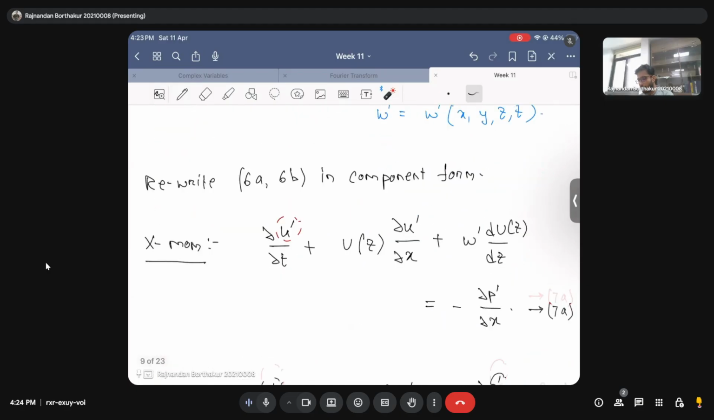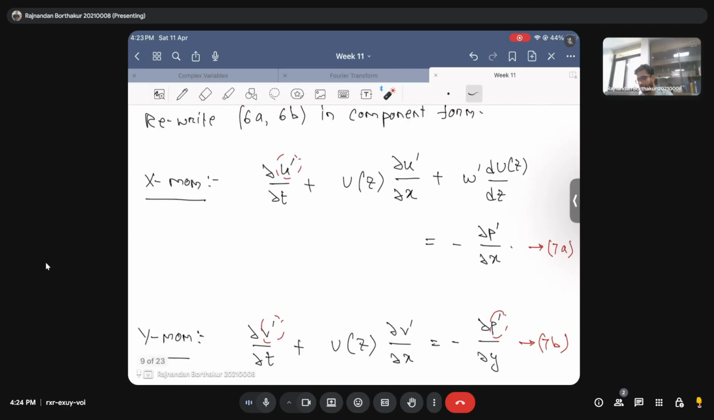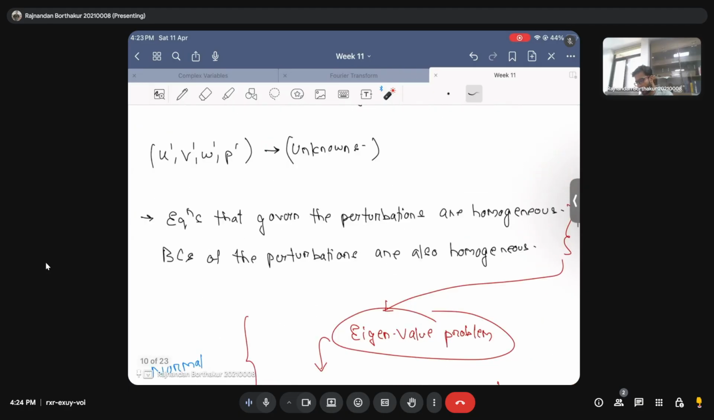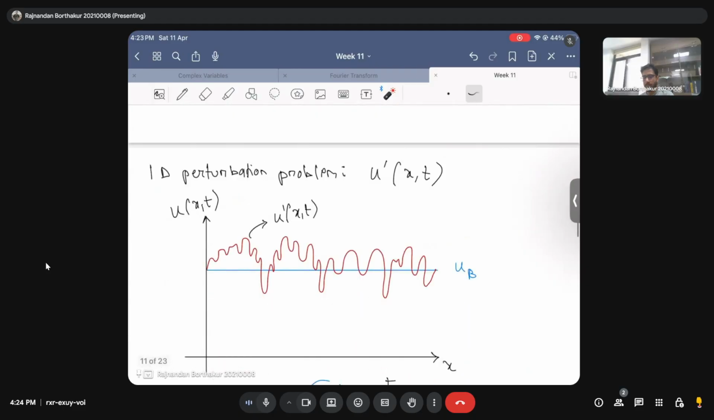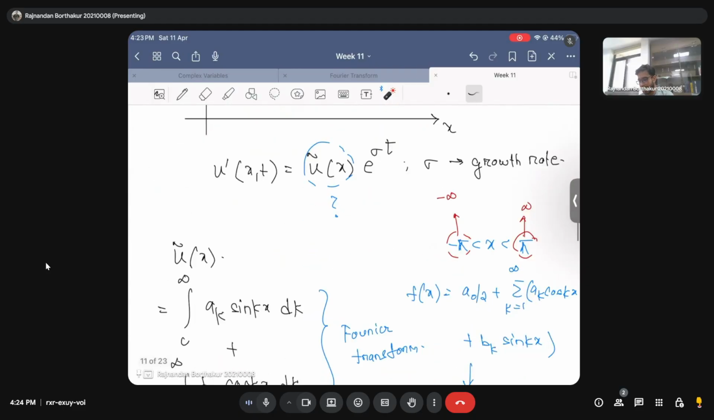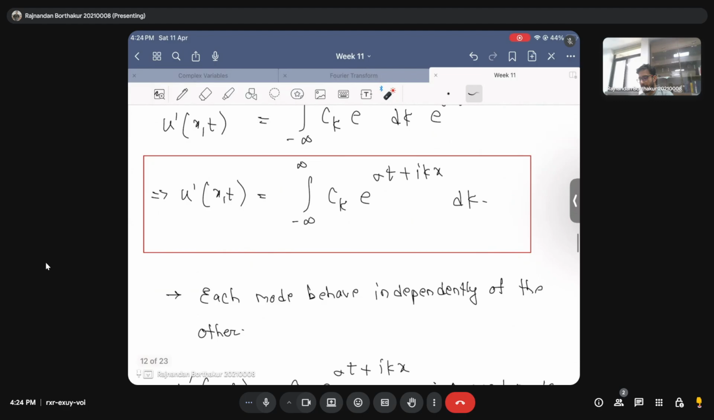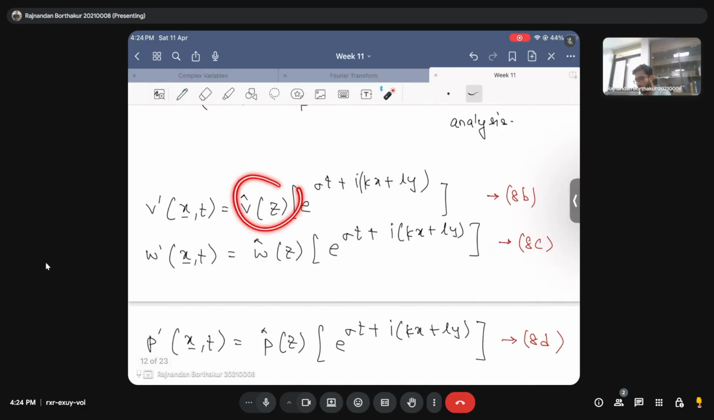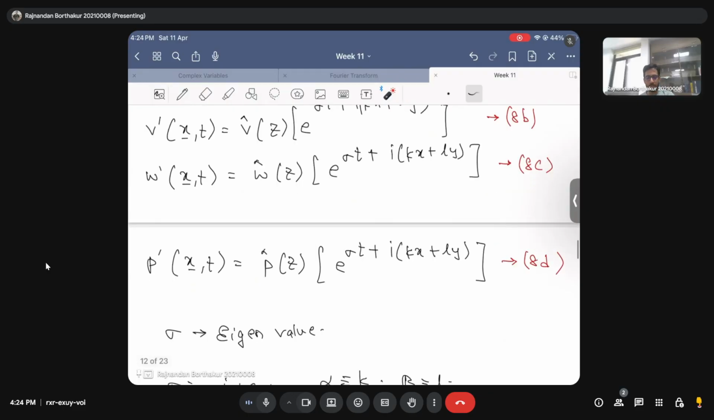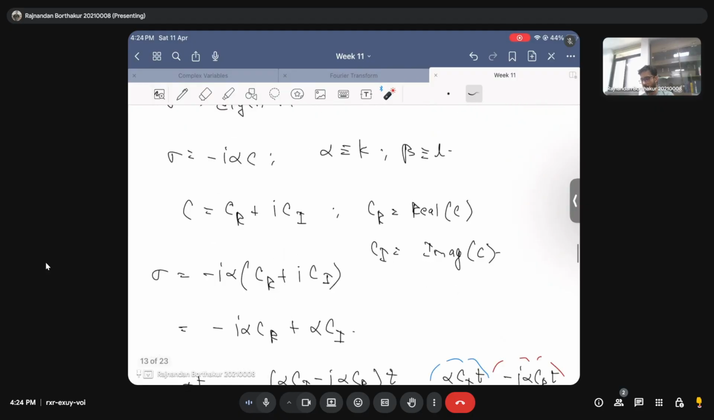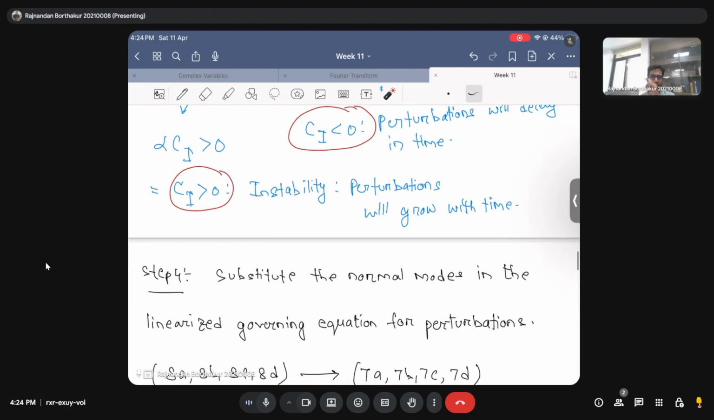Then what we did is a very important bit: we wrote the linear set of equations in their component form, and we looked into something known as the normal mode analysis. The normal mode analysis tells us that using the concept of Fourier transform and inverse Fourier transform, you can write normal modes in terms of a function in z times e power sigma t plus i(kx plus ly). Then we inserted these normal modes into the governing equations to derive equations for the functional forms of, let's say, u hat of z, w hat of z, and v hat of z.